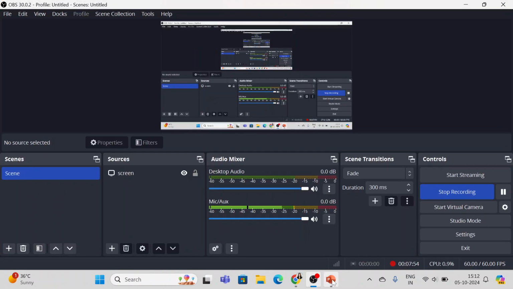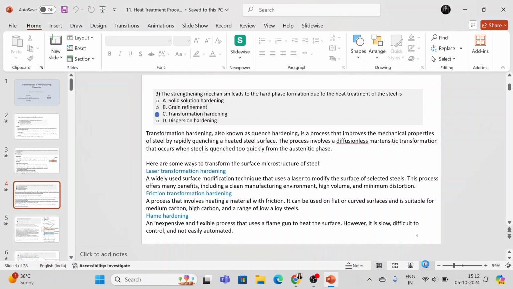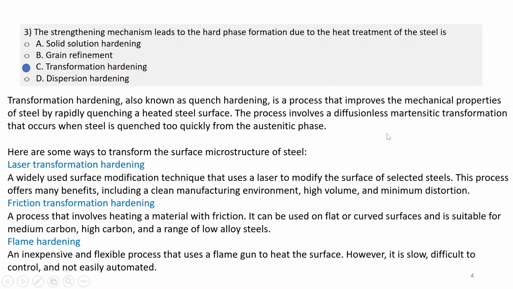The process involves a diffusion-less martensitic transformation, which occurs when steel is quenched too quickly from the austenitic phase.